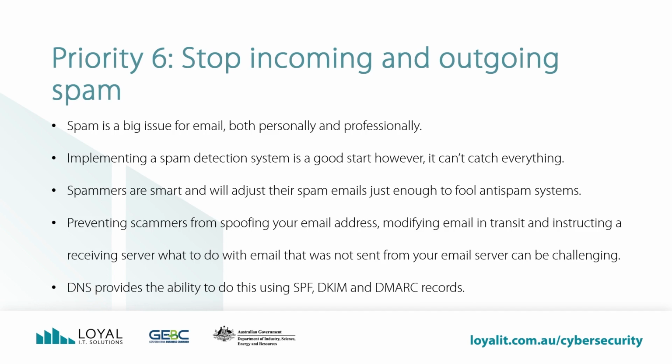Priority 6. Stop incoming and outgoing spam. From now on, we're likely going to be talking about paid solutions, and how much you will pay will scale with the size of your organization. Spam is a big issue for email, both personally and professionally. Implementing a spam detection system and the appropriate SPF, DKIM, and DMARC records is essential to stopping it.